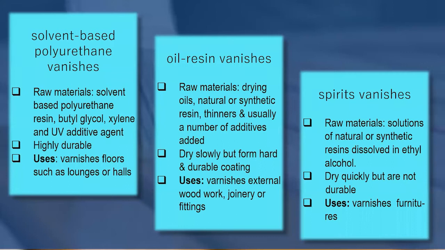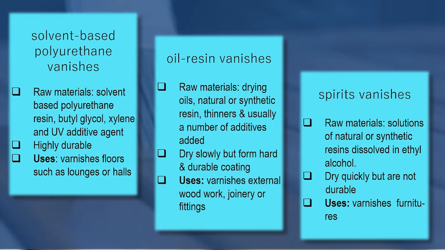Okay, first is solvent-based polyurethane varnishes. The raw materials used are solvent-based polyurethane resin, butyl glycol, xylene, and UV additive agent. There are one and two components in these solvent-based polyurethane varnishes. One component polyurethane varnish uses the moisture contained in the air to harden, while the two components have two stages of drying, where in the first stage the solvent evaporates, and then chemical drying takes place and the varnish is hardened. It is highly durable and used to varnish floors such as lounges or halls because of their high intensity of movement.